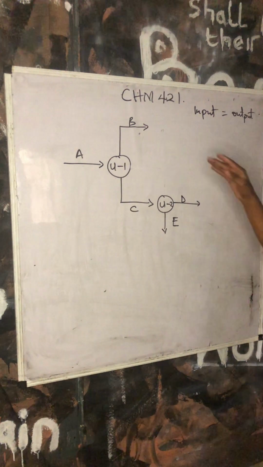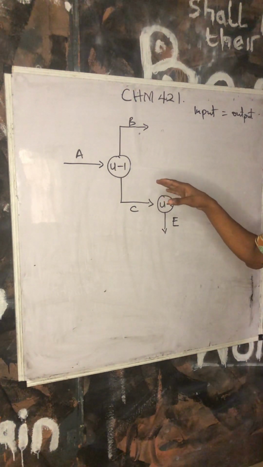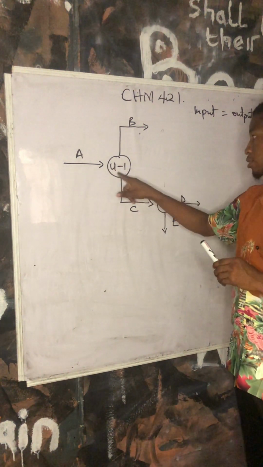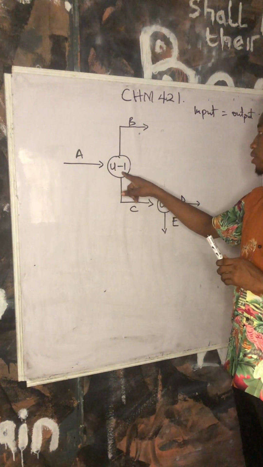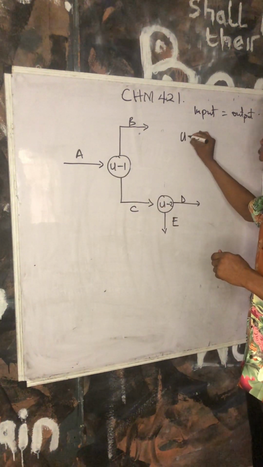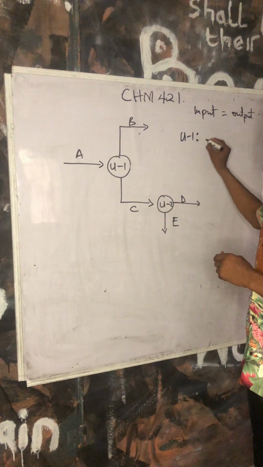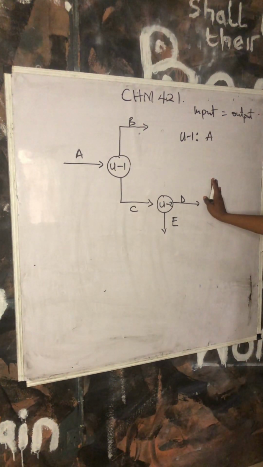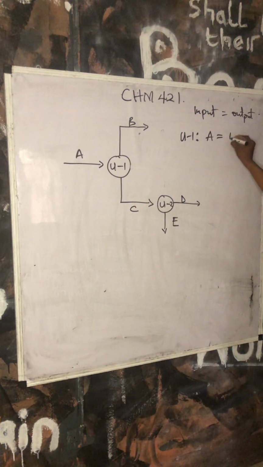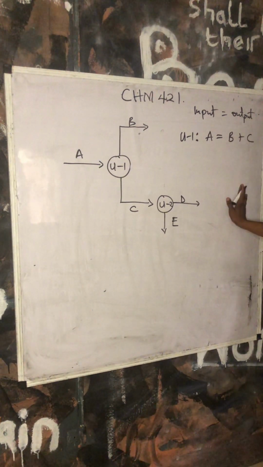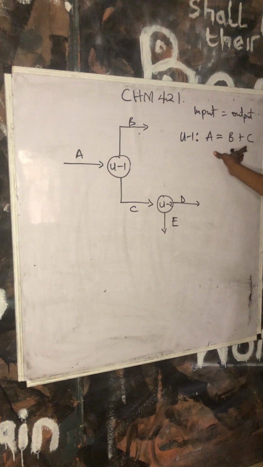So now, if I look at it very well, I have two basic productions here. First one, A entered. Let's label that U1. What happened in U1? A entered. A is the feed. And it gave what? It gave B and C. That's B plus C. A equals B plus C.